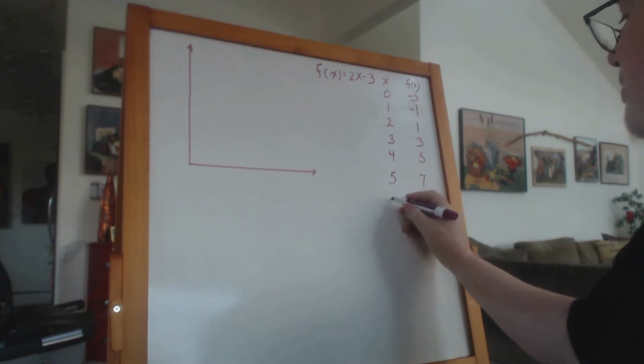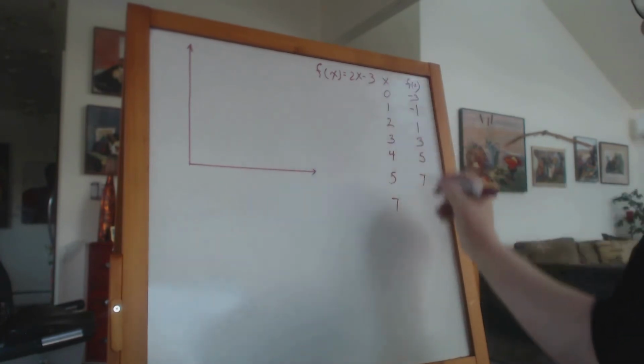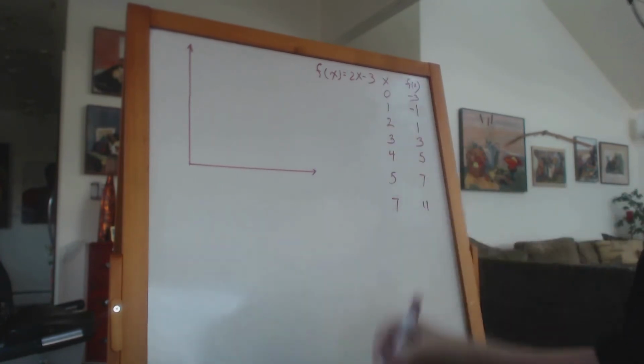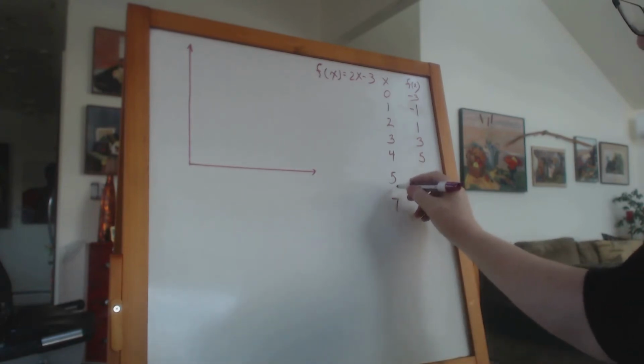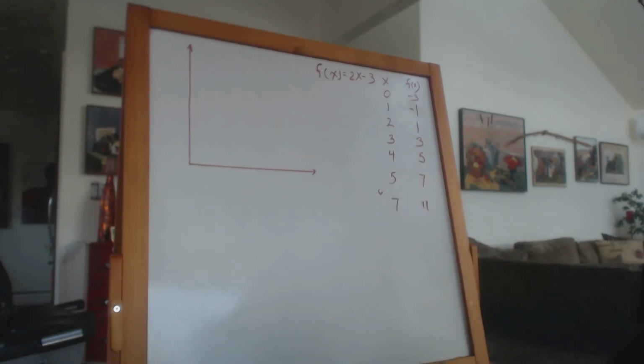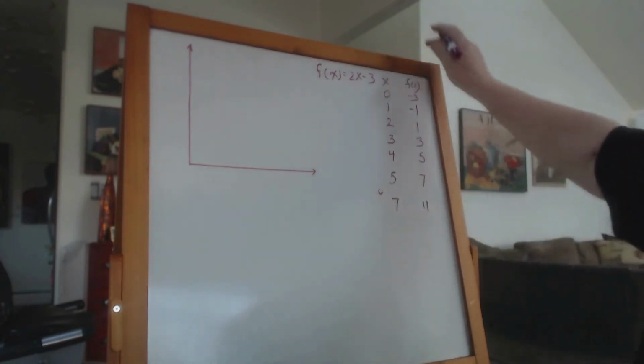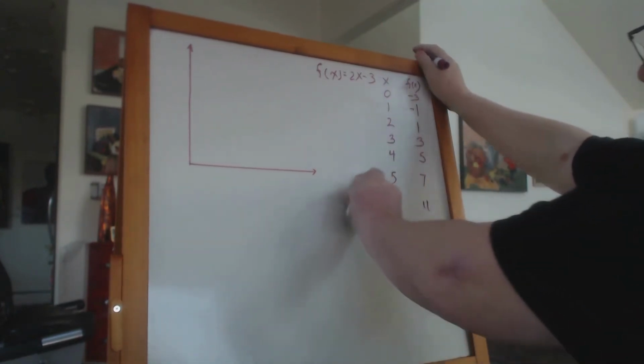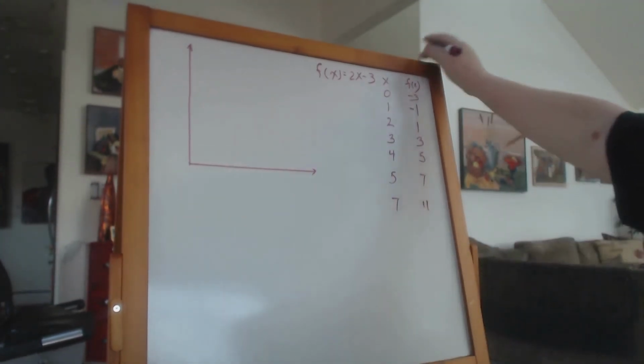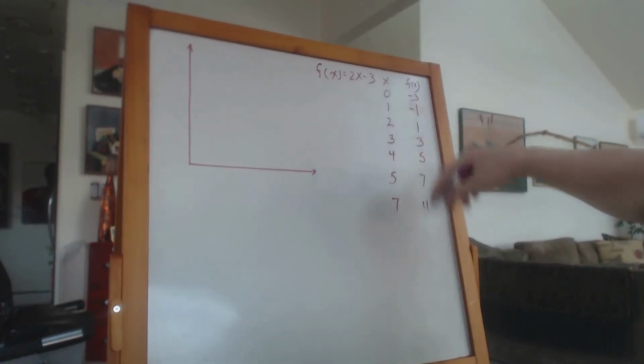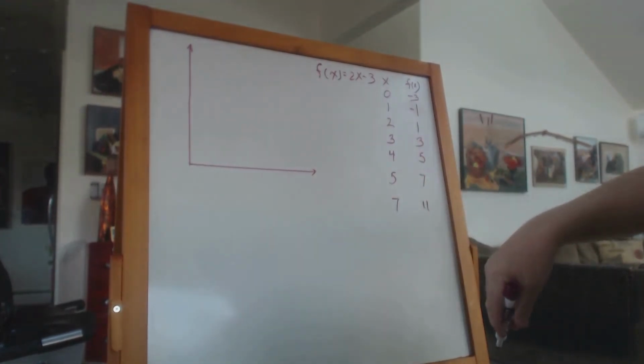Well, what if this was 7? That's 14 minus 3 is 11. Well, that's a difference of 4 because we skipped 6. And so the delta now becomes 4. But there's a steady relationship here.